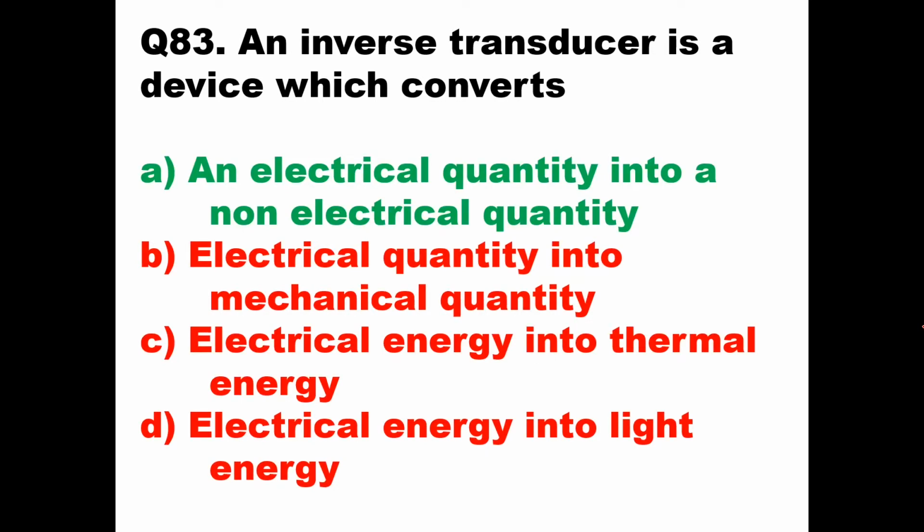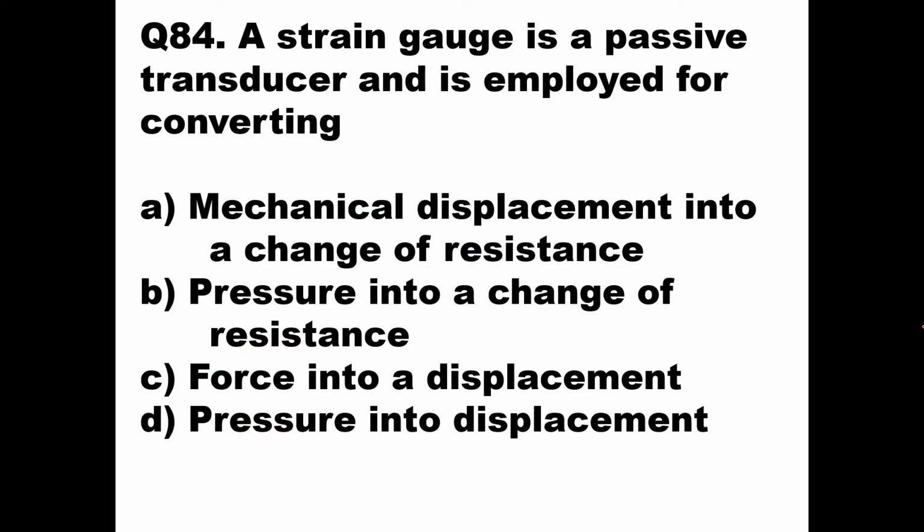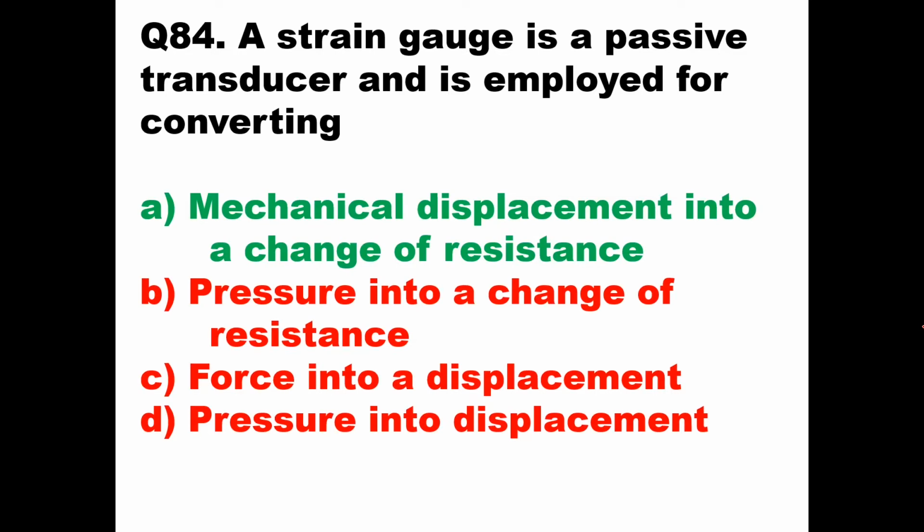Okay, then we'll go to the next question, question number 84. A strain gauge is a passive transducer and is employed for converting what? In these options, option A is mechanical displacement into a change of resistance. Option B is pressure into a change of resistance. Option C is force into a displacement. And option D is pressure into displacement. Out of this, the first one, mechanical displacement into a change of resistance, is what a strain gauge does. So option A is the right answer.